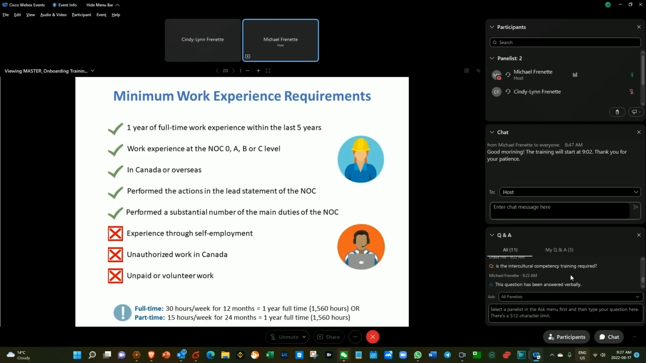They must have performed the actions described in the lead statement of the occupation as set out in the NOC, and have performed the majority of the main duties, including all the essential duties. The work experience can be acquired either in Canada or overseas. If acquired in Canada, the candidate must have been authorized to work in Canada. Any type of volunteer and unpaid work does not count. So only work experience where wages are paid or commission is earned would count. Experience through self-employment does not count either, so it must have been obtained in the employment of a third party.